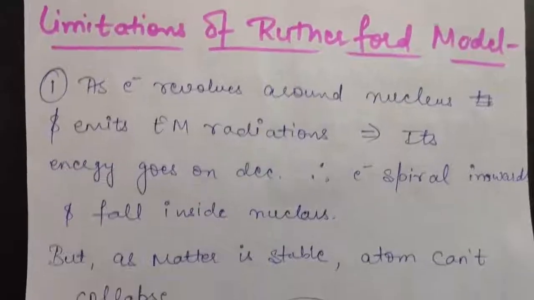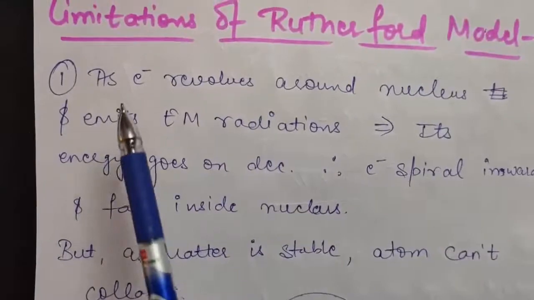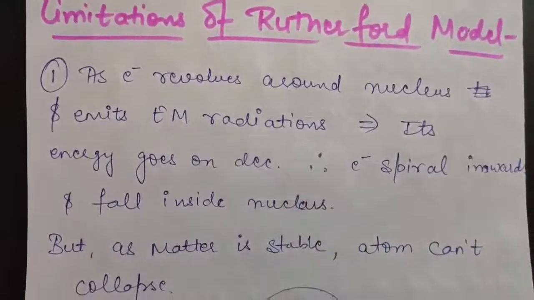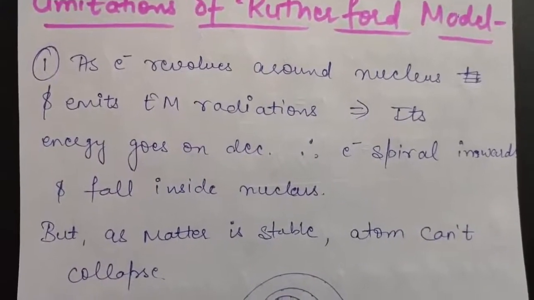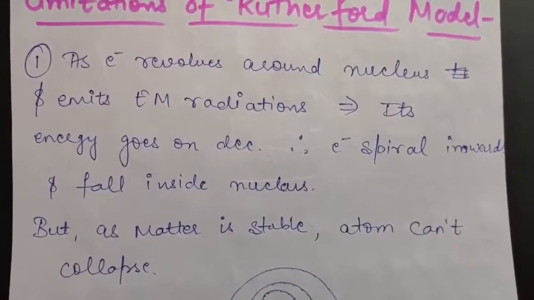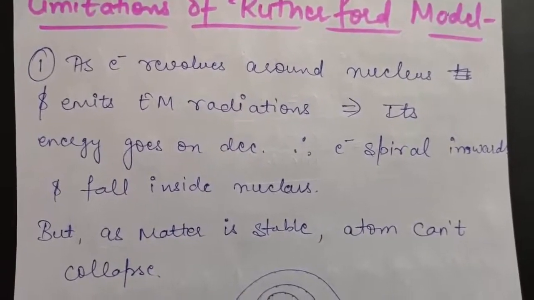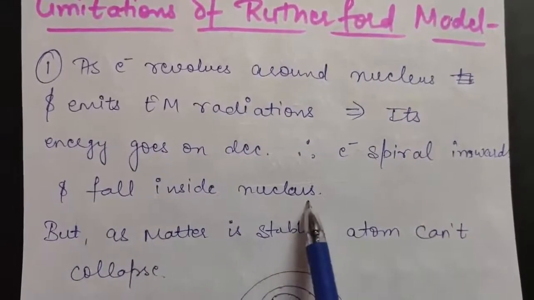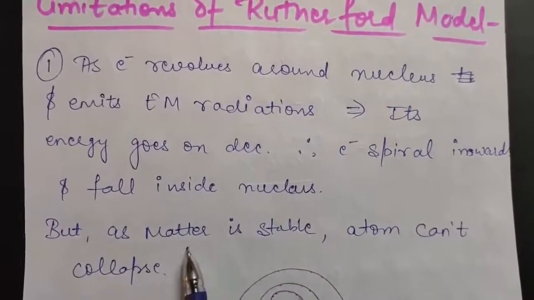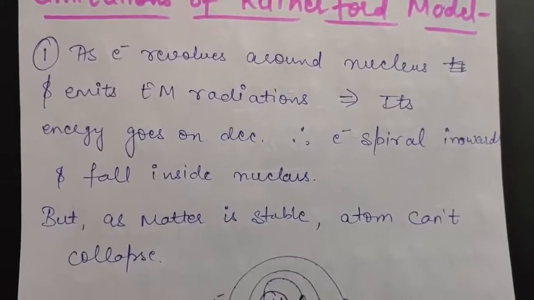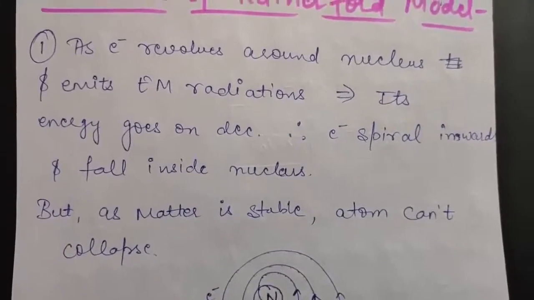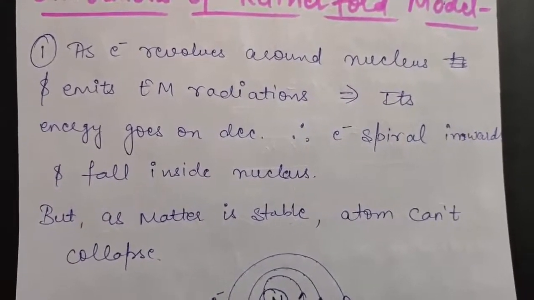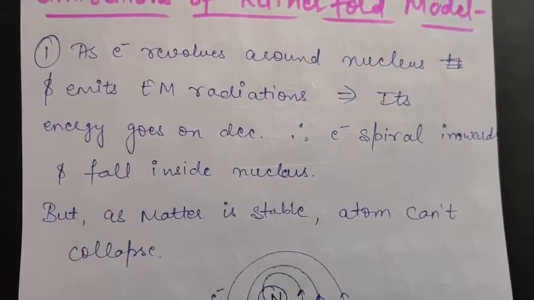So the first limitation was that, see, as the electron revolves around the nucleus and emits electromagnetic radiations, that means its energy is continuously decreasing, because it is revolving around the nucleus and emitting electromagnetic radiations. So this means the electron should spiral inwards and fall inside the nucleus. But as all of us know, matter is stable, therefore the atom cannot collapse. So this was a very main limitation of Rutherford model, because according to his model the atom should collapse, but what we see is matter is always stable.